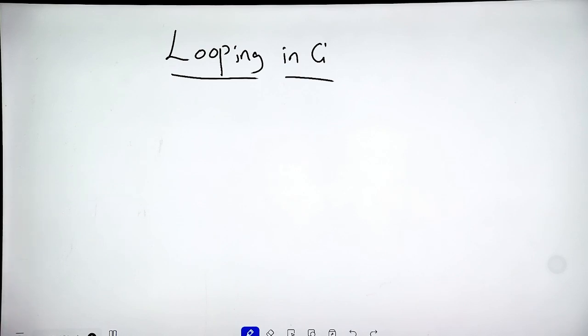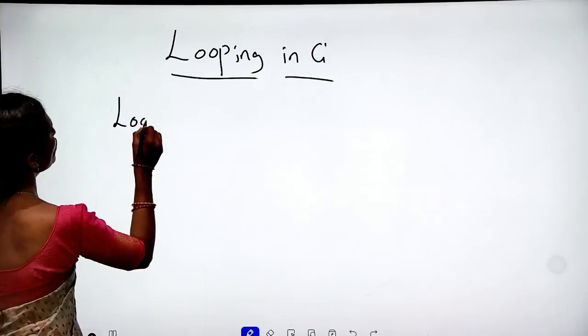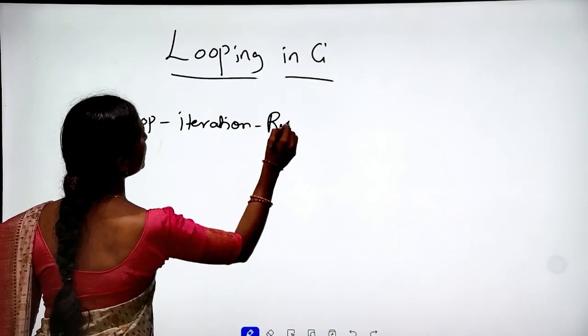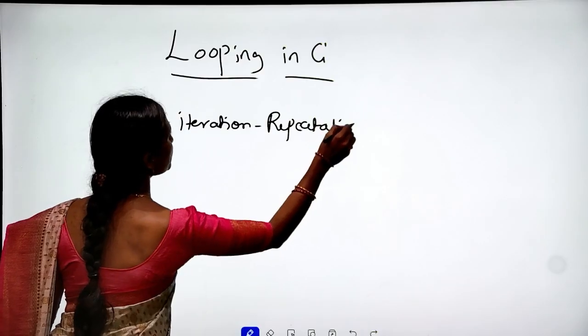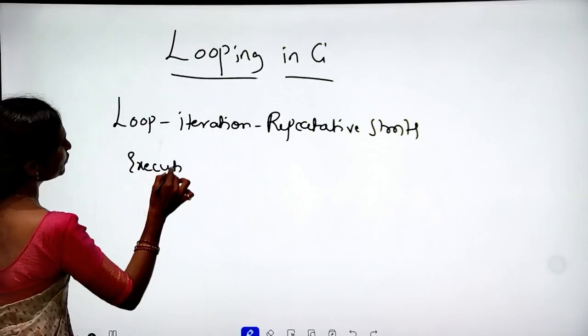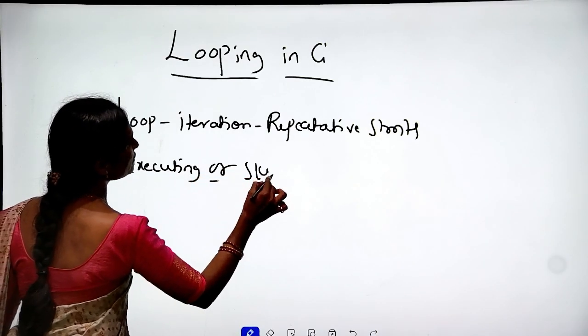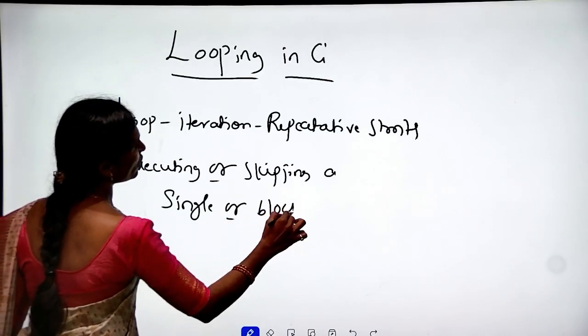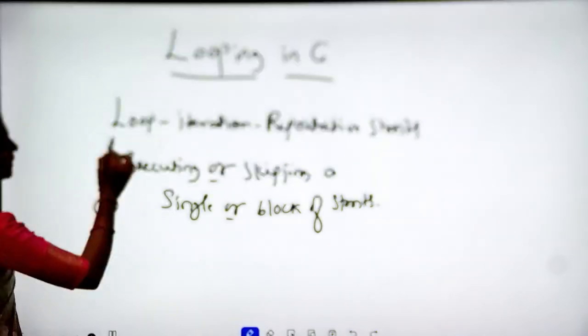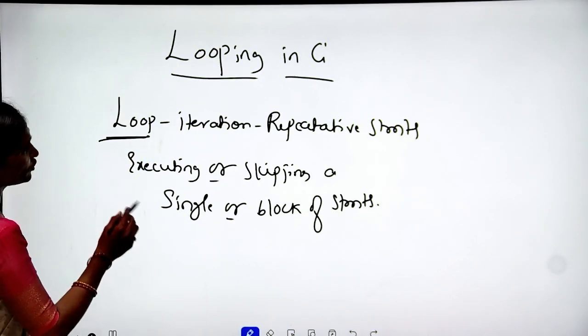Good morning. Today we are going to learn one of the important constructs of the programming language, that is looping. So what is a loop? Loop means iteration or repetitive statements. That means executing or skipping a set of blocks, a single statement or a block of statements. That is called a loop. Loop means iteration, anything which is going to execute repeatedly.